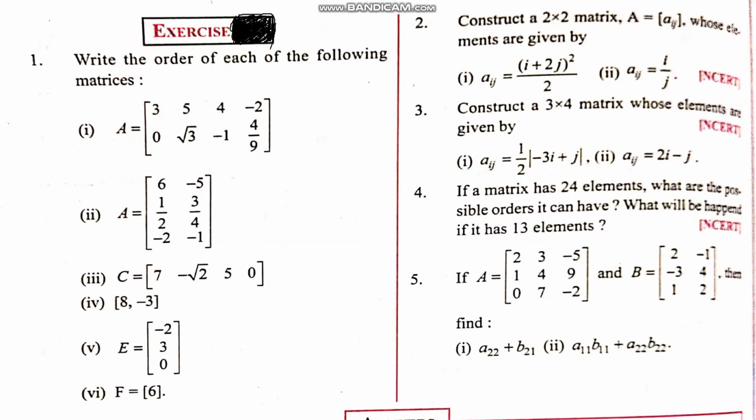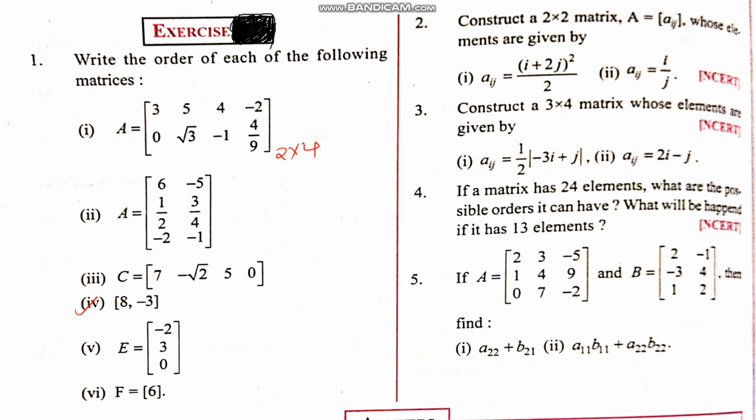See, here are some exercise questions. First question, write the order of each of the following matrices. For finding the order, what we need to do? By counting the number of rows and number of columns. So here the number of rows is 2 and number of columns is 4. So the order of this matrix is 2 cross 4.